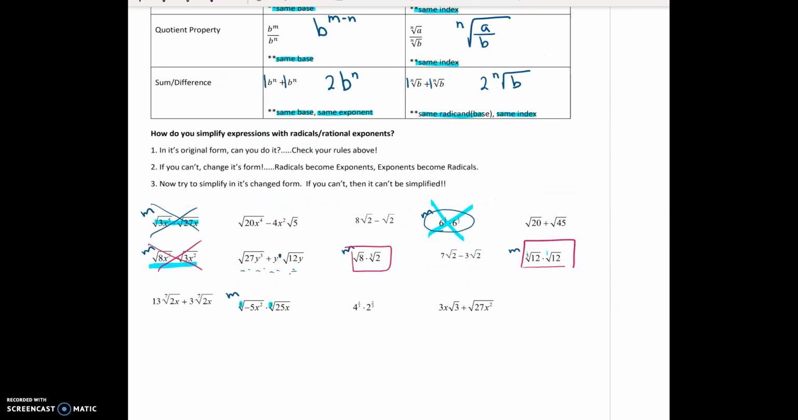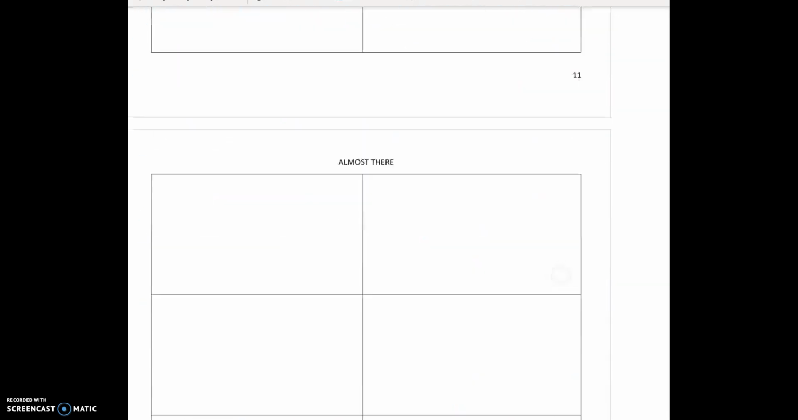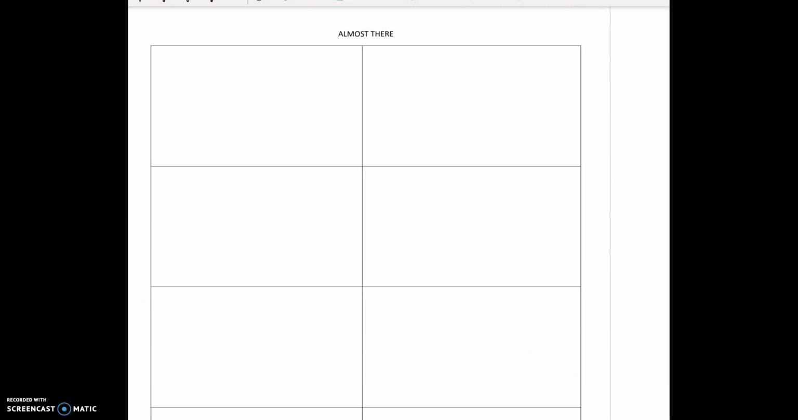So let's just finish up the multiplying problems. And there were 2 problems. Whoops, let me cross this one off. There were 2 problems that I was not able to do because they did not have the same index. So what I'm going to do is go to this page, the almost there part, and I'm just going to write those problems down. So the first problem, I think the easier one, will be this.